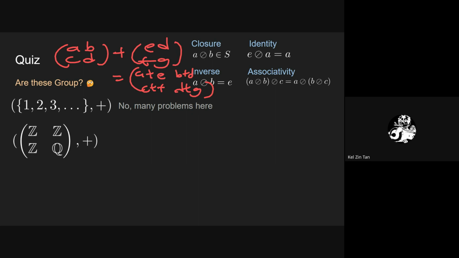Okay, so we have 9 votes saying that it is a group and 6 votes saying that it is not a group. For those that say that it is not a group, can you all point out the problem here? Maybe type it in the chat.